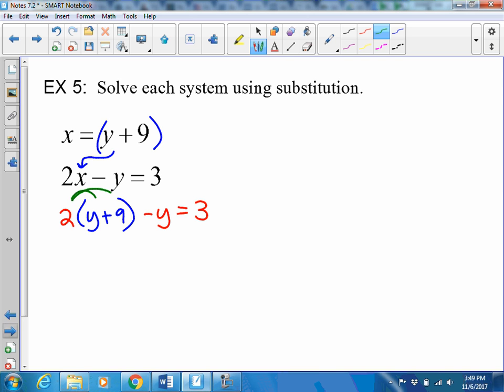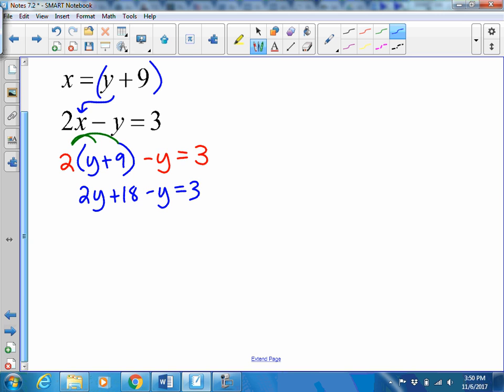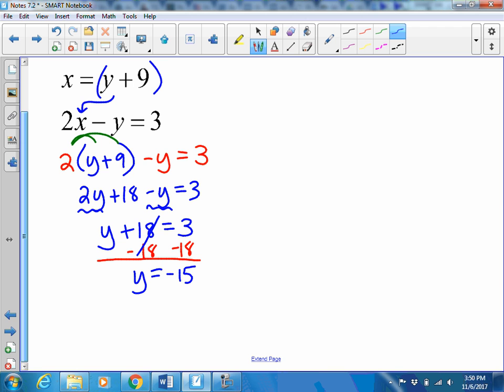Okay, I now need to distribute. So when I do the math, I'm going to have 2y plus 18. And then bring the rest down. Minus y equals 3. Combine like terms here. So I'm going to take 2y minus y, which is just 1y. So I'm going to have y plus 18 is equal to 3. So now I can take away 18 from both sides. So I get y equals negative 15.